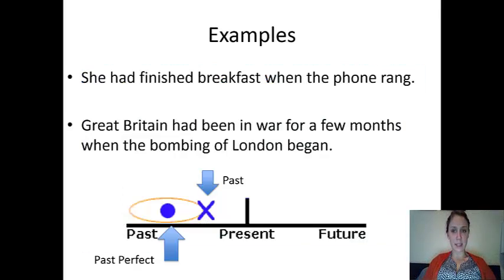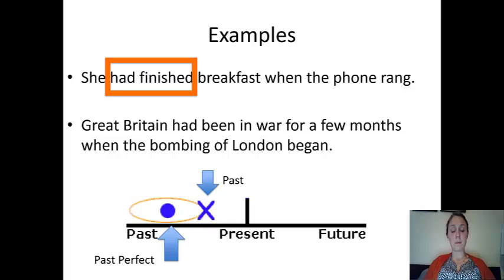Let's take a look at some examples here. I've included both a verb in the past perfect and a verb in the past tense, and we want to identify both. So let's look at my first sentence here. She had finished breakfast when the phone rang. I need a past perfect and then a past tense verb. The past perfect should be like what we just saw before, had finished. My past tense verb there is rang.